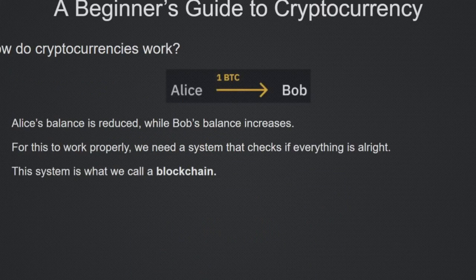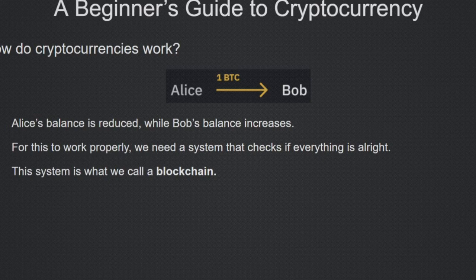So let's see how they work. Let's imagine that Alice sends 1 Bitcoin to Bob. In reality, there's a bit more to this process, but for the sake of simplicity, let's just imagine that Alice's balance is reduced while Bob's balance is increased. For this transaction to be confirmed and validated, we need some kind of database or ledger that ensures everything's correct. In other words, for this to work properly on a large scale, we need a system that checks if everything's all right. And this system is what we call a blockchain.